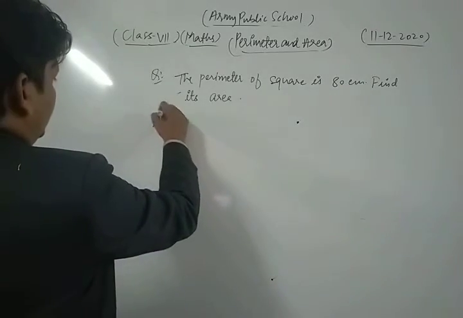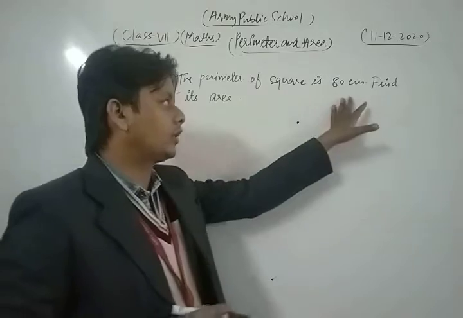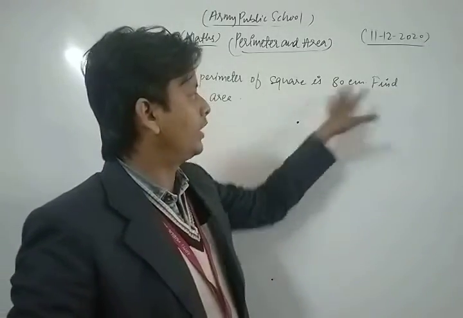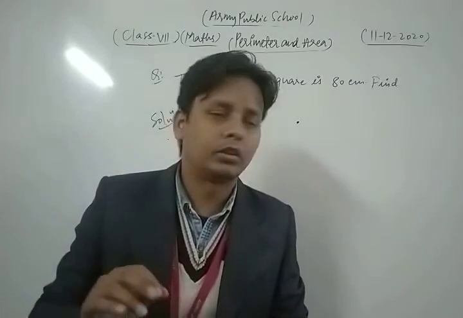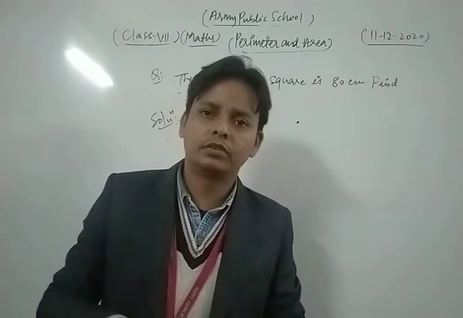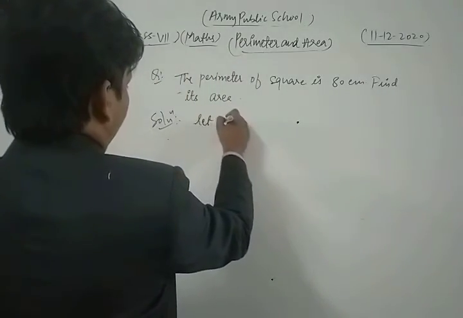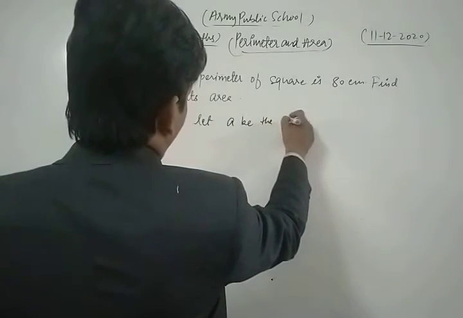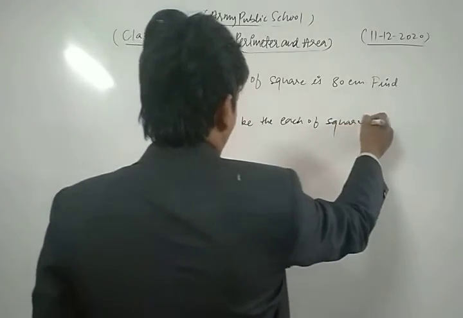Let's see its solution. Dear student, in that question, the perimeter of a square is given as 80 centimeter, and we find its area. Dear student, for finding the area of a square, first of all we find its side. So first of all, let A be each side of a square.